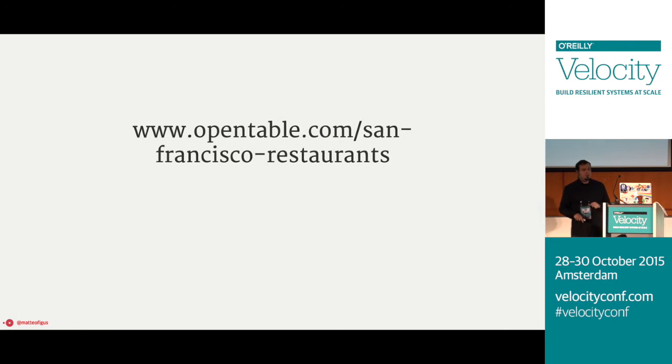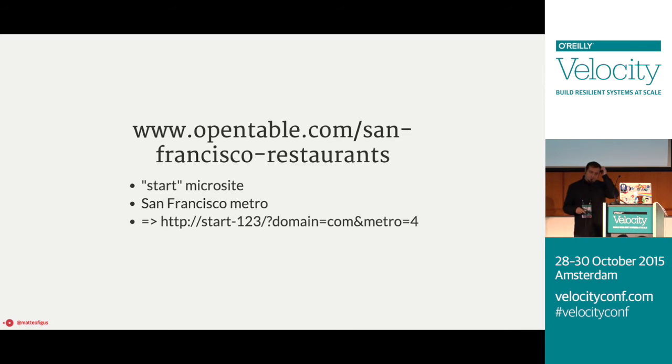So more in detail, what happens technically? I type this URL in my browser. A couple of services detect that the user wants to navigate in the start microsite, and that actually the user wants to go to the San Francisco Metro page. And this gets translated to a URL that looks like that.